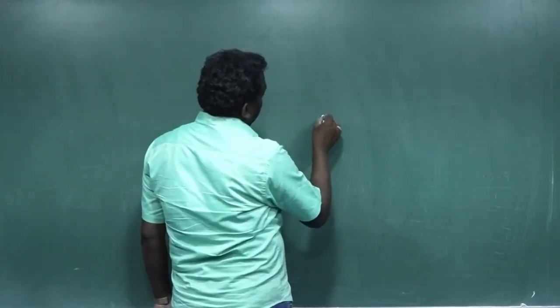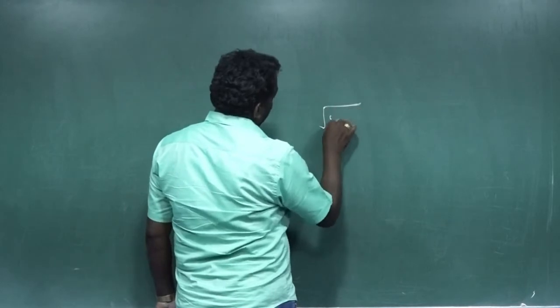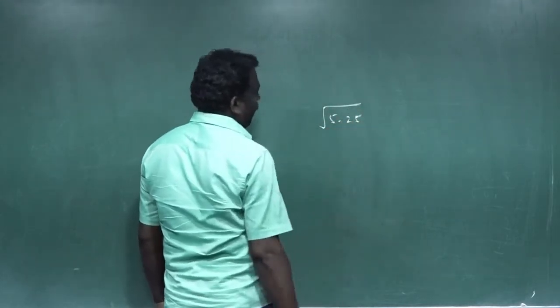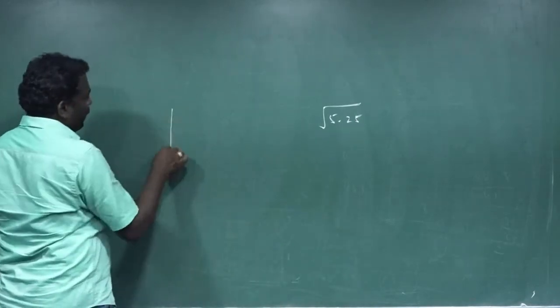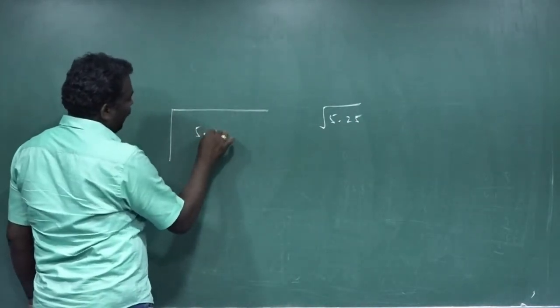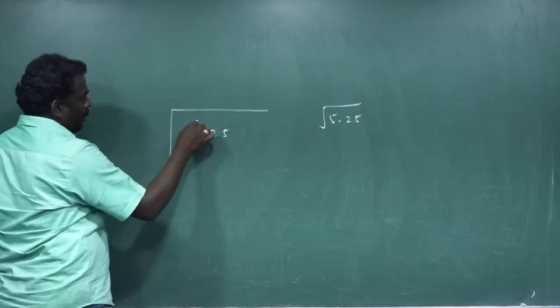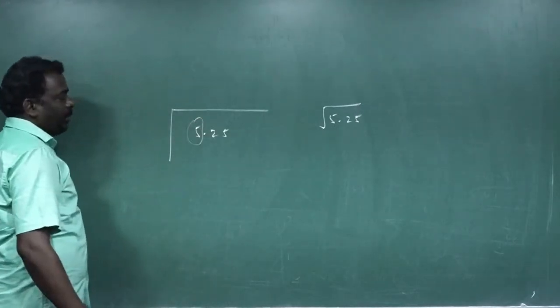How to find out the square root of 5.25, the previous question. So now applying the long division method, 5.25. Within this, 5 is not any perfect square number.